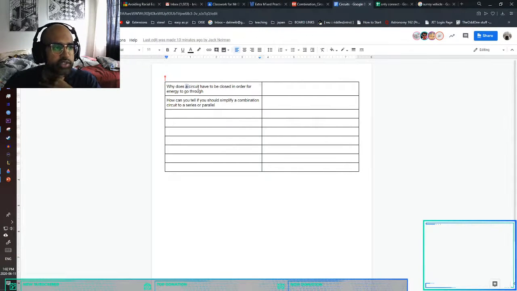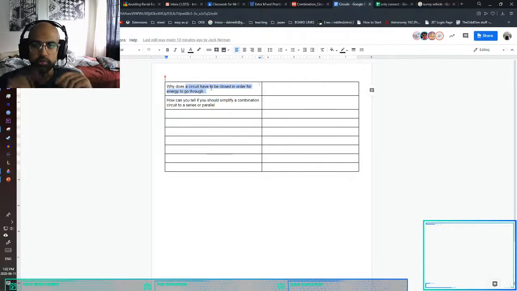So why does a circuit have to be closed in order for energy to pass through? It's not that it has to be closed. 99% of the times, things we work with in the real world, circuits need to be closed because that's the easiest way to go from a high potential to a low potential. And the way circuits are set up, even a battery, the electrons come from the high potential side and go to the low potential side. Let's draw this.